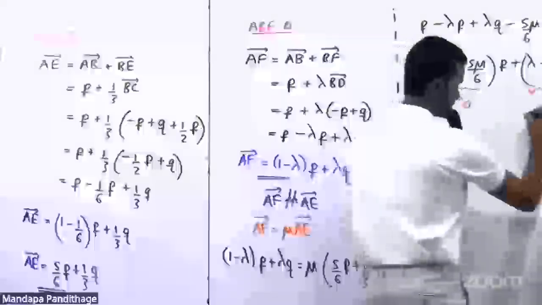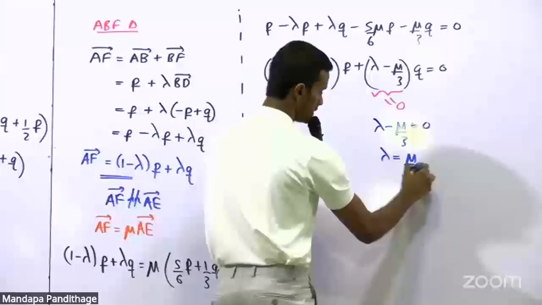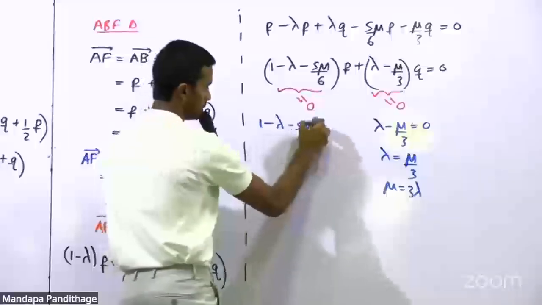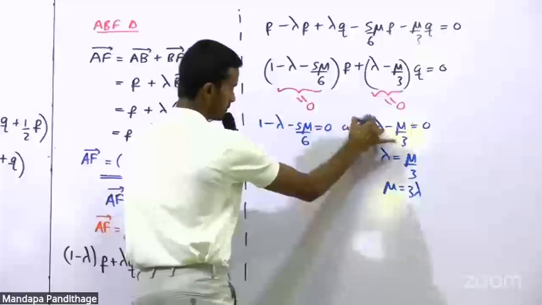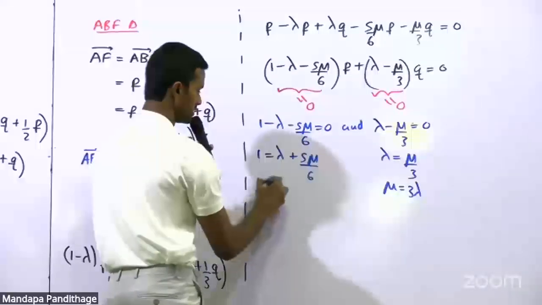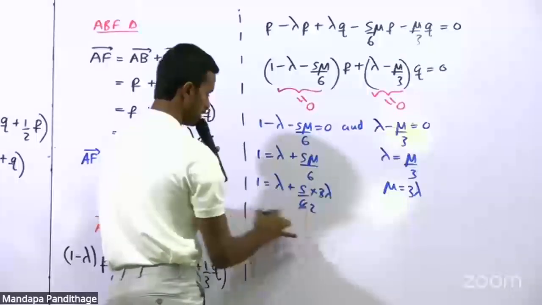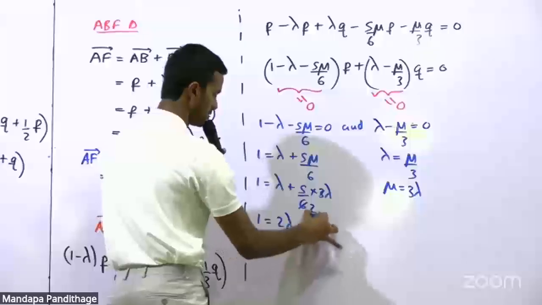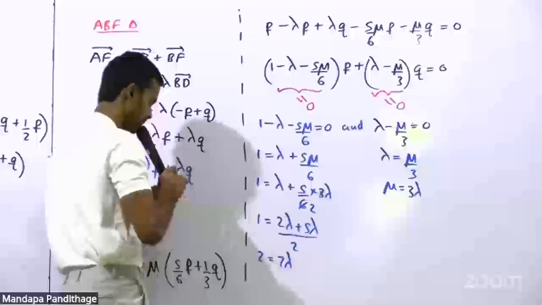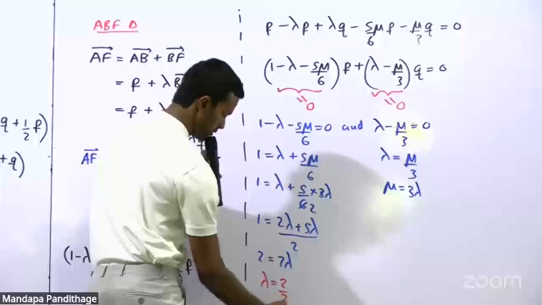I'll just simplify because this is a small thing. Lambda, mu equals 3 lambda. I get lambda plus 5 mu over 6 equals 0. And what is mu? It's 3 lambda. So 2 lambda plus 5 lambda over 2. Then I get the answer that lambda is equal to 2 over 7. Lambda equals 2 over 7.